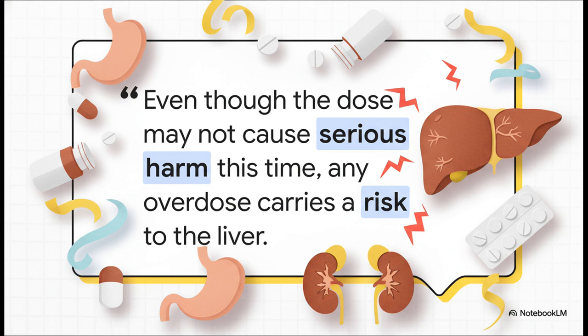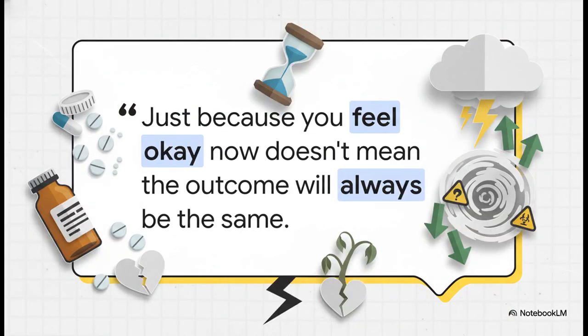A great phrase to use is something like, even though this dose might not cause serious harm this time, it's important you know that any overdose carries a risk to the liver. See how that's educational, not preachy? That's the tone you want. And for safety netting, this next one is a must-say. You need to clearly state, just because you feel okay right now doesn't mean the outcome will always be the same in the future. It's a direct, clear warning against taking this risk again.